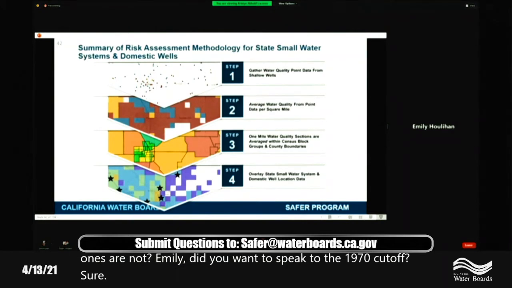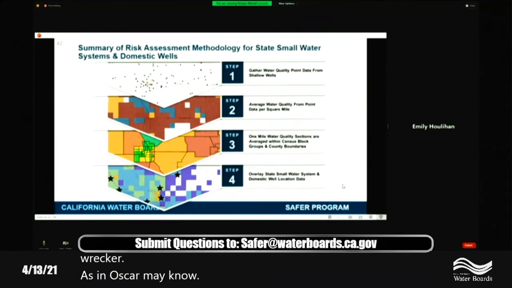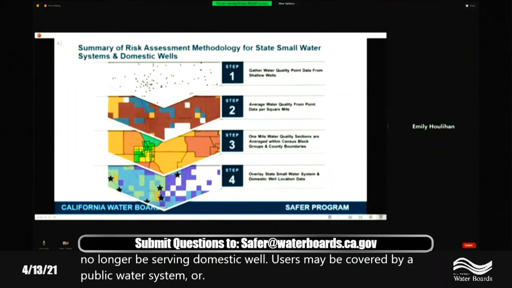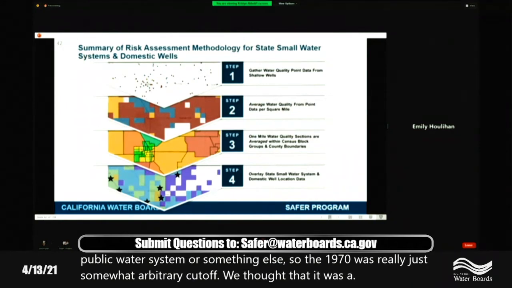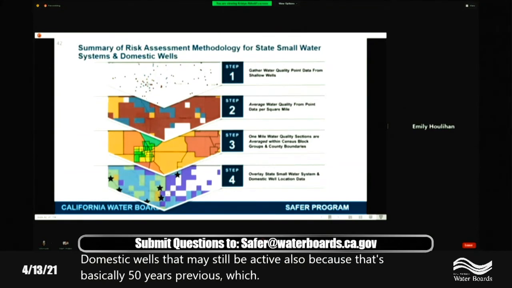Sure. Everything you said was right on point. The 1970 cutoff was selected mostly as a way to account for the fact that since 1970, there's potentially been a lot of expansion in California cities and areas that were previously served by domestic wells that had records in OSCAR. Those domestic wells may no longer be serving domestic well users, and may be covered by a public water system or something else. So 1970 was a somewhat arbitrary cutoff, but we thought it was a good representation of domestic wells that may still be active, also because that's basically 50 years previous, which is a pretty long life for a domestic well anyways.